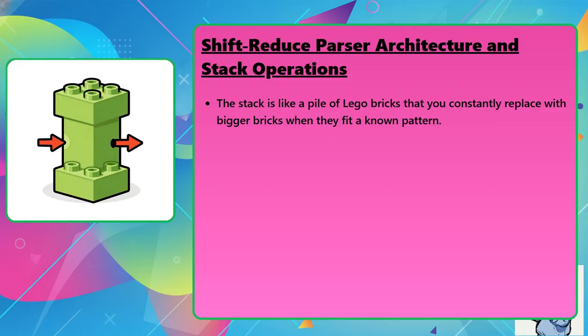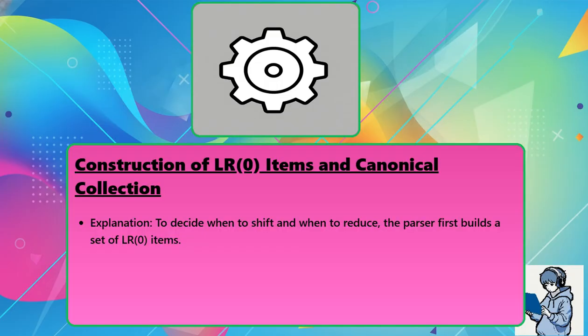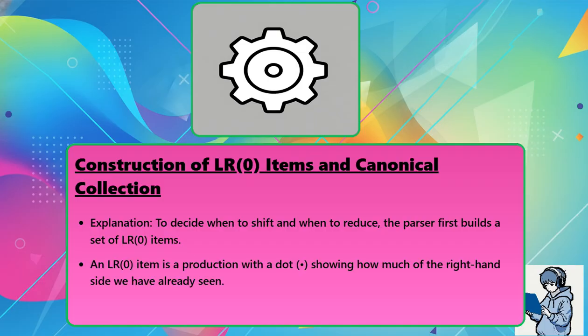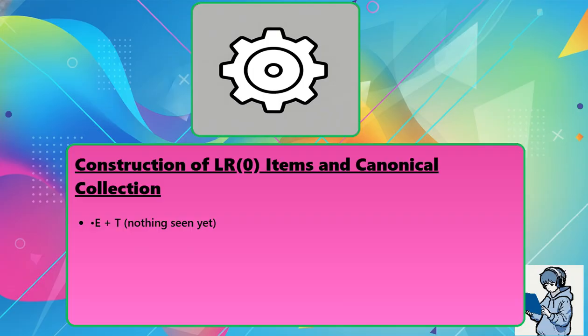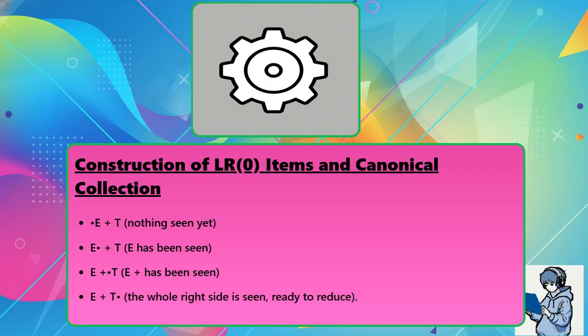To decide when to shift and when to reduce, the parser first builds a set of LR(0) items. An LR(0) item is a production with a dot showing how much of the right-hand side we have already seen. For example, for the rule E produces E plus T, we get items. Dot E plus T, nothing seen yet. E dot plus T, E has been seen. E plus dot T, E plus has been seen. E plus T dot, the whole right side is seen, ready to reduce.